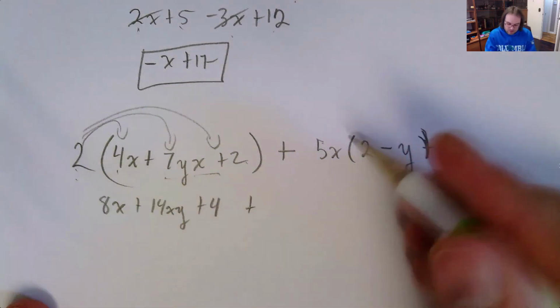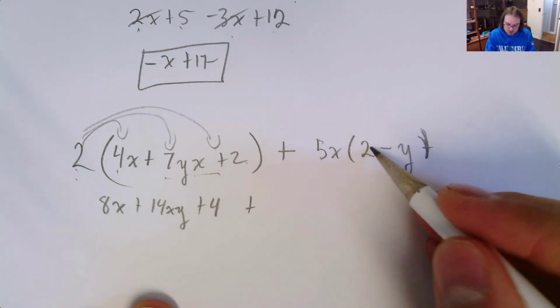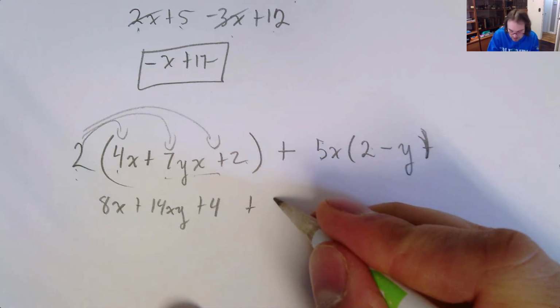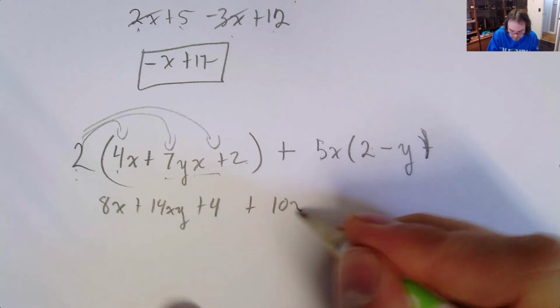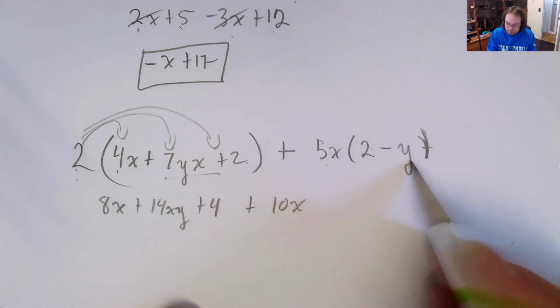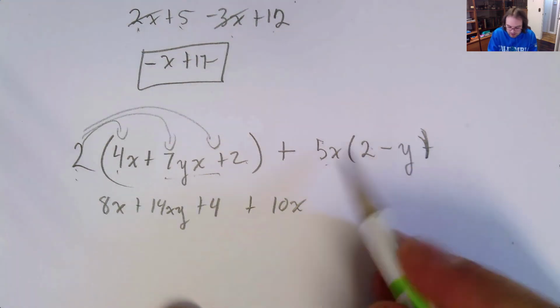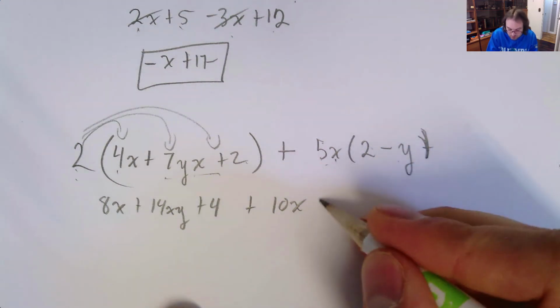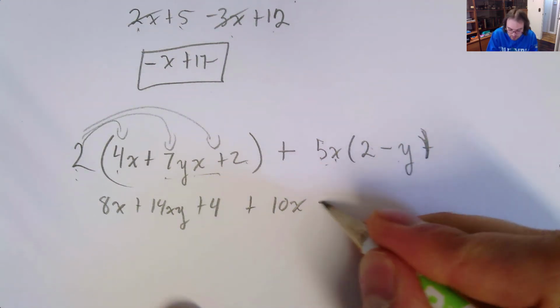Now, we're going to look at this. So we have 5x times 2. That's 2 groups of 5x's, which will give me 10x. And then I'm going to have 5x times y. So here, these terms can't be multiplied, so they're just multiplied like that. So I'm just going to get minus 5xy.